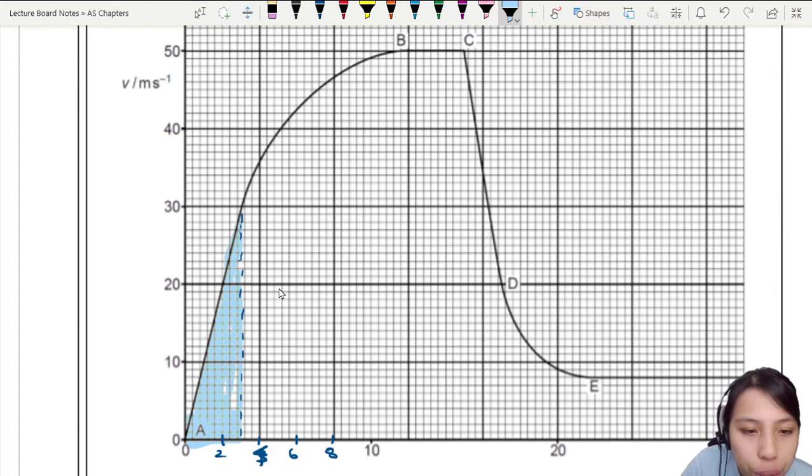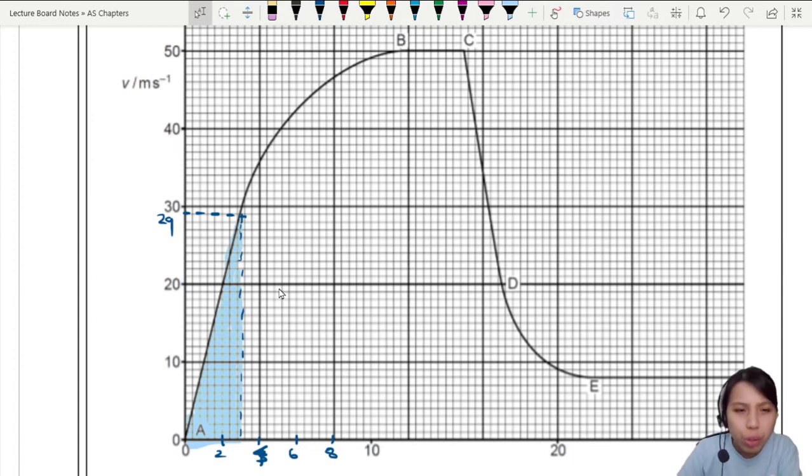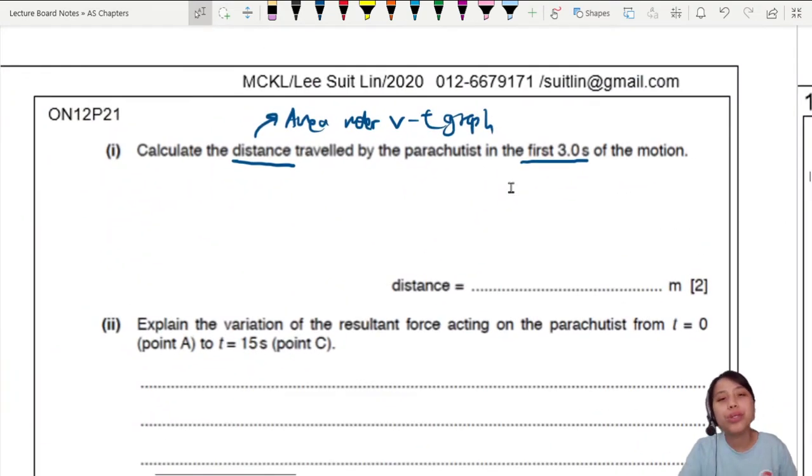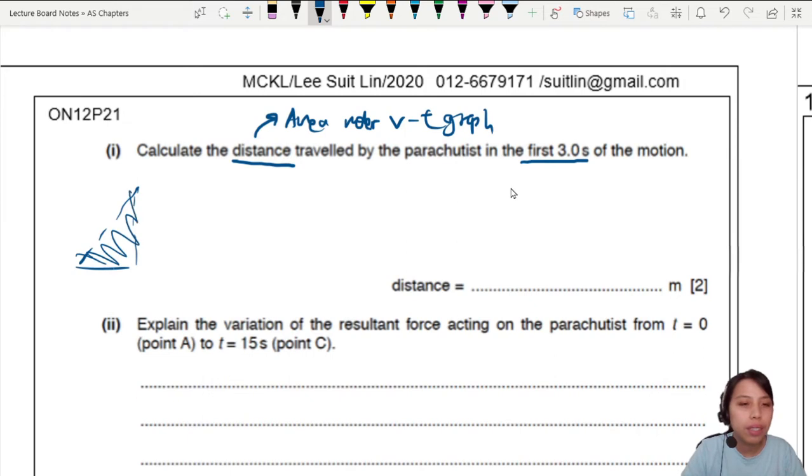So the base we know is going to be 3. The height goes up until this level, which looks like 29, or somewhere between 29 and 30. So there's an allowed range of values. You pick one, as long as it's somewhere between 29 and 30, you're good. So when you find the area of a triangle, it's 3 seconds, and this one is about 29 or 30 meters per second.